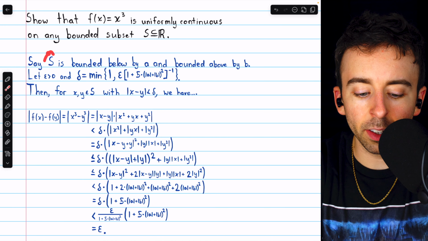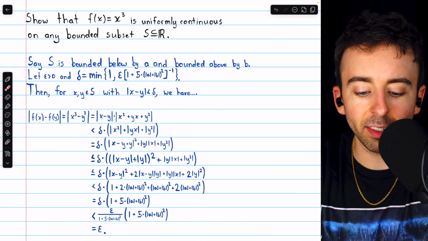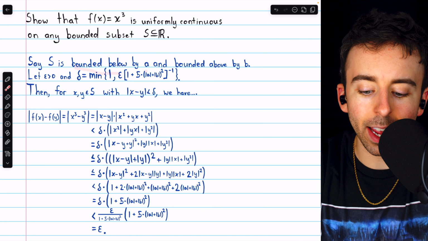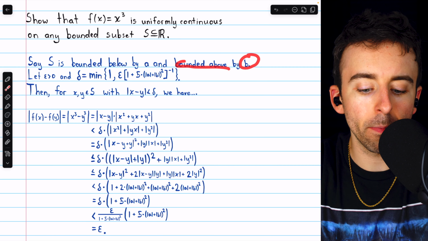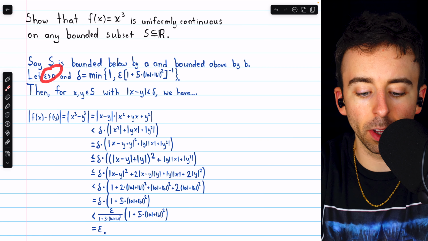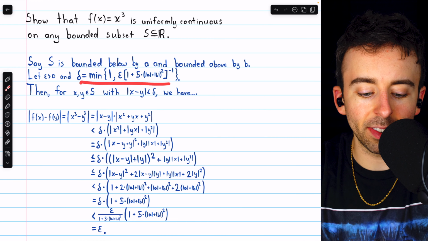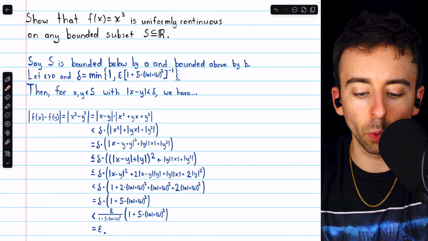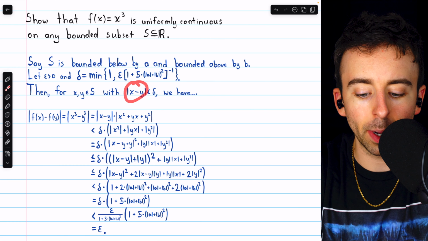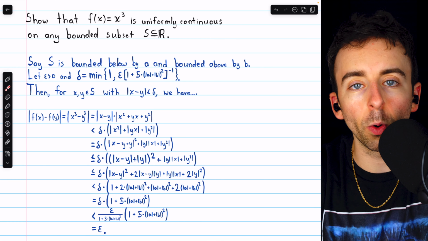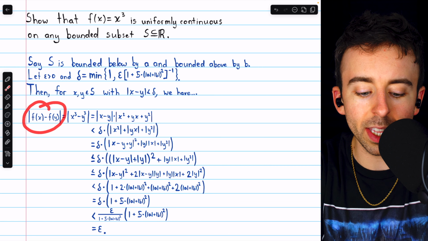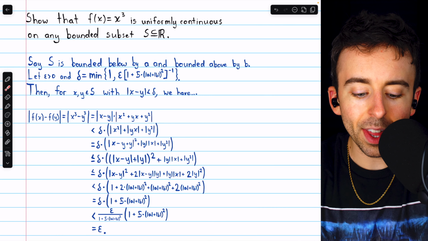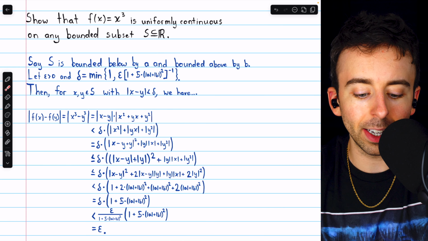So going through the details, we're going to say our domain S is bounded below by A and bounded above by B. We'll of course take epsilon greater than 0. We'll see where this delta comes from. We're going to take two arbitrary points from our domain, x and y, with the absolute value of x minus y less than delta. Then, of course, we begin by looking at the distance between the images of x and y. That's the absolute value of x cubed minus y cubed.